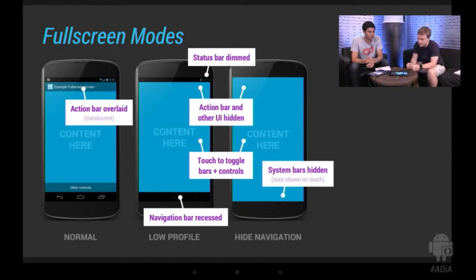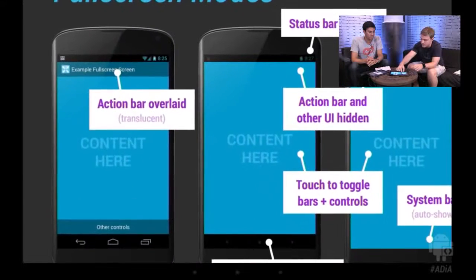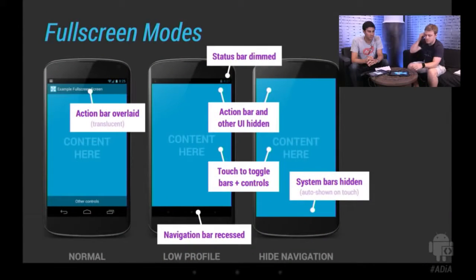You actually want to make sure that you either have the status bar, the navigation bar, the action bar, and other UI controls all visible, like here, or none of them visible. So basically, this boils down to making sure that the action bar visibility is tied to the visibility of the other elements on the screen.